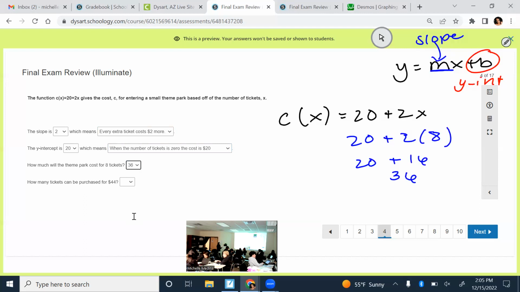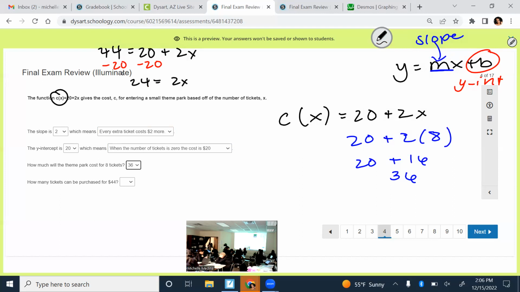And how many tickets can be purchased for $44? Where would we plug in the 44? It should replace the cost portion. So 44 equals 20 plus 2x, and then solve for x, because x is the number of tickets. Well, let's see, we subtract 20 from each side first. We get 24 equals 2x, opposite of multiplying by 2 is dividing by 2. And yes, x would be 12.